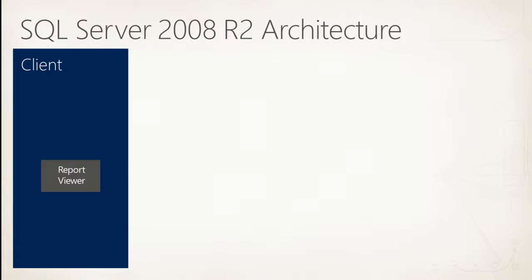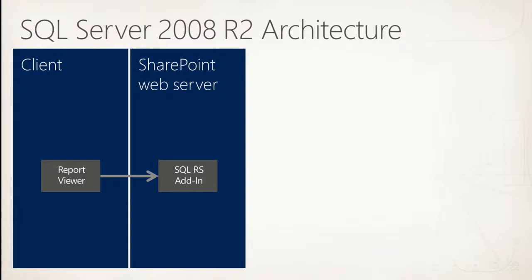So for example, let's say they're using the report viewer control. It may be the report viewer web control that's running AJAX code on the client in the browser. It could be the report viewer Windows Forms control in a Windows Forms application. They could be using Report Builder in connected mode. There's something running on the client that's got to go render a report. That connects to your SharePoint web server, your SharePoint web front end.